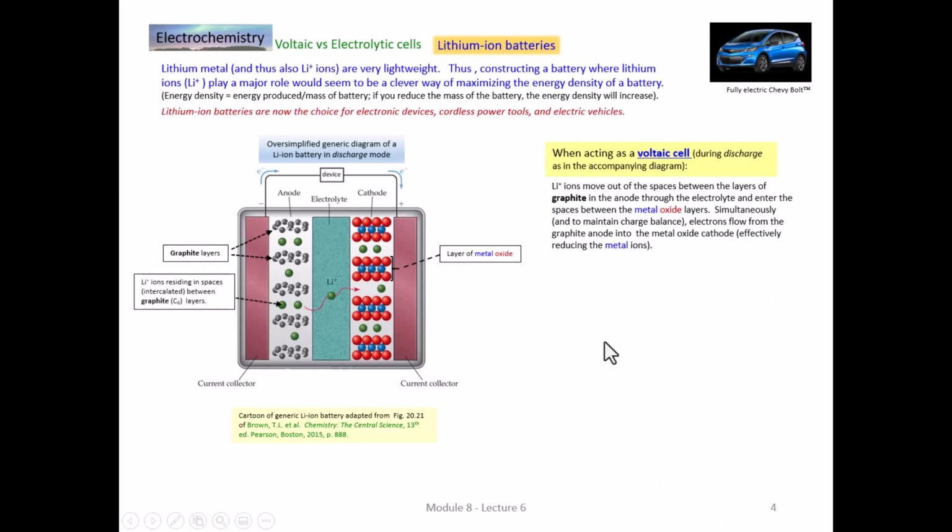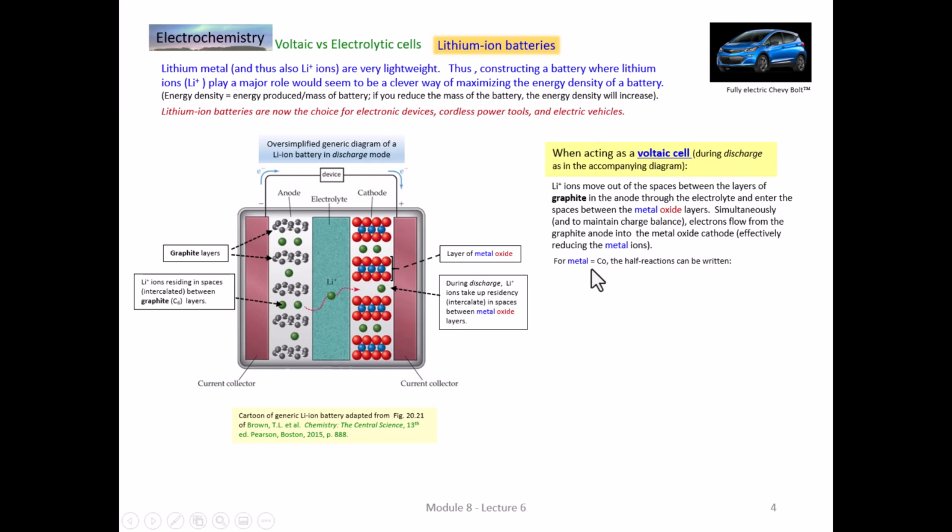Well, the lithium ions, excuse me, are what's called intercalated, meaning put like a sandwich. They would be the inside of a bread sandwich, intercalated between these graphite layers. And then the lithium ions, as I said, take up residency or intercalate into spaces between the metal oxide layers.